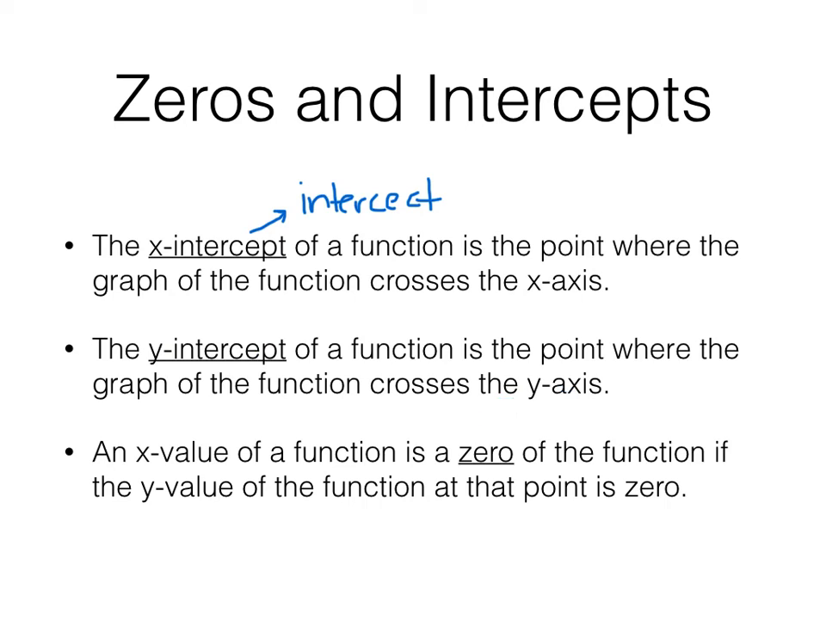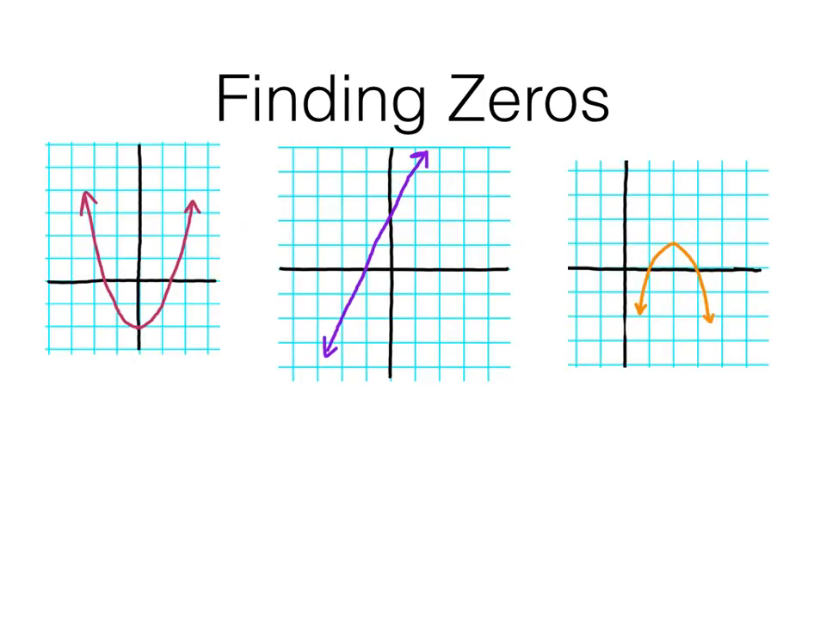Now, x-intercepts have another name. They're also called zeros. So the x value of a function is a zero of the function if the y value of the function at that point is 0. So where y equals 0, the x values there are called zeros. Kind of hard to do by definition, so let's just look at some examples and finish this video up. And the zeros in each case.